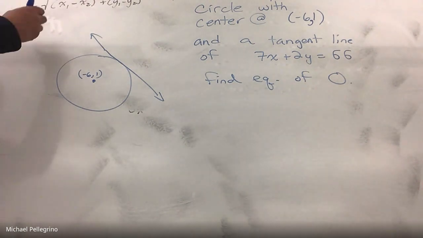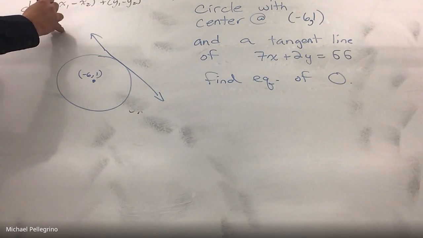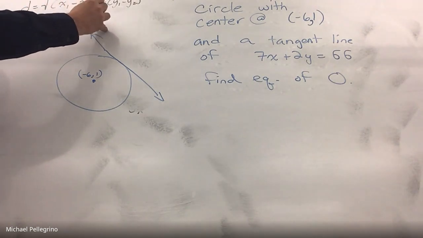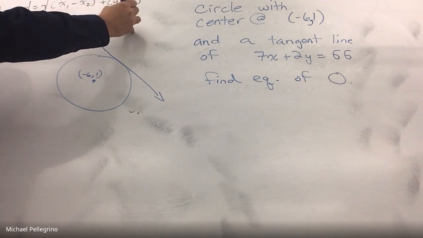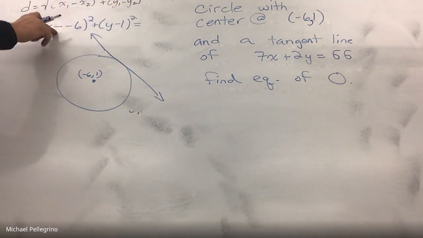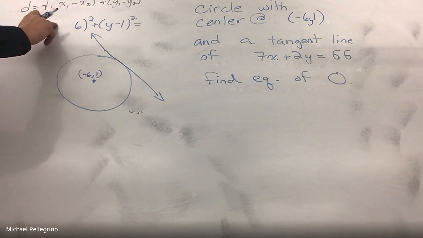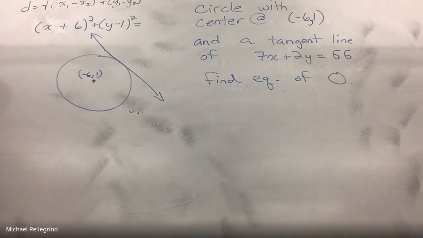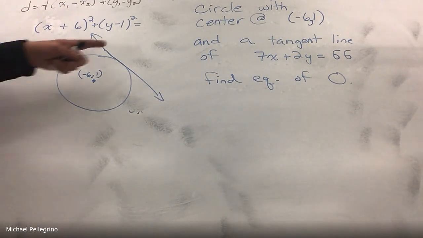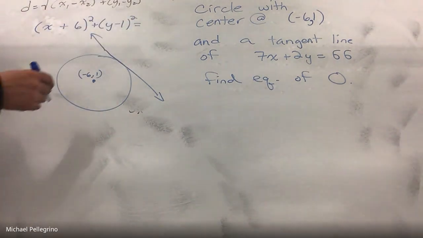So most of this equation is already done for us. In fact, I could do it just by filling in the numbers. X minus negative 6 squared plus y minus 1 squared equals something. And of course, negative 6 would make plus 6. So half of the equation is done. I just need to find this radius, right?